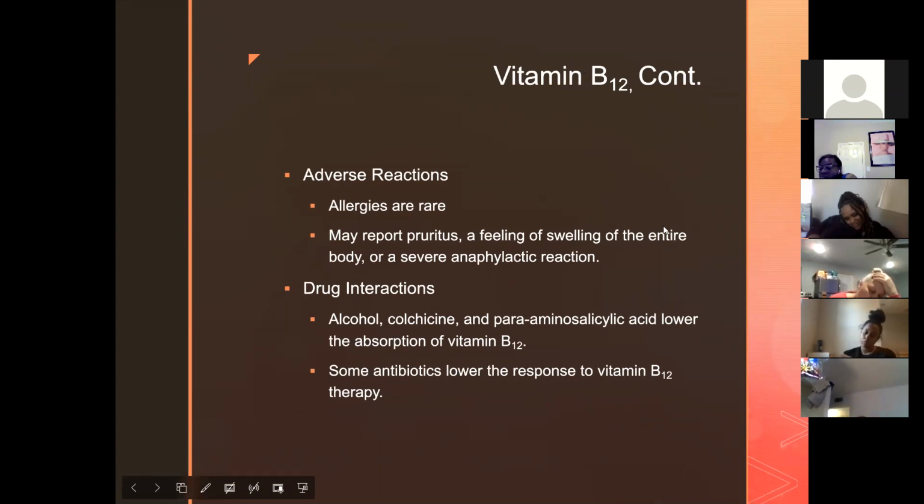All right. Allergies to this medication are rare, or if they have an allergy, then they may have pruritus, or they may have swelling. They may have a severe anaphylactic reaction. So it's typically not anything, but if they do, then they may have the big one, the anaphylactic reaction. Right? Alcohol, I already said colchicine. Those will also lower the absorption of B12.